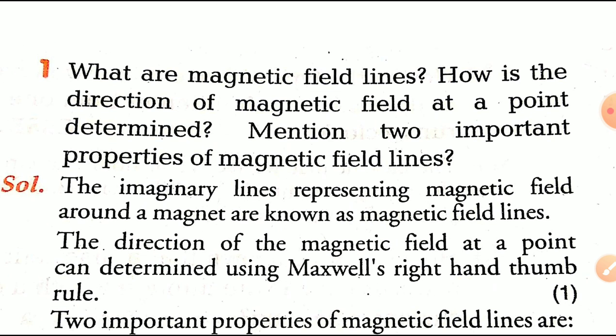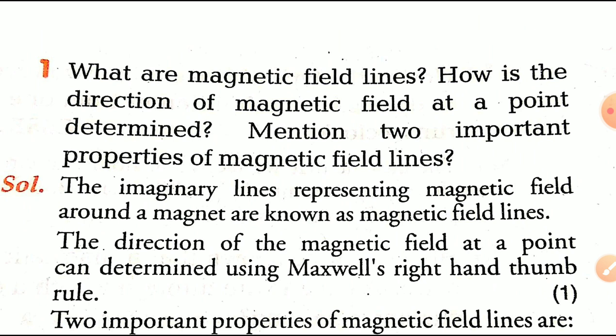Okay, this is a 3 mark question. You can see 3 questions have been asked in this. First question is, what are magnetic field lines? This is one question, means 1 mark. Second, how is the direction of magnetic field at a point determined? This is the second question, 1 mark. Third question, mention 2 important properties of magnetic field lines. So in one question 3 questions have been asked, means it carries 3 marks, and you will get 1 mark for each correct answer.